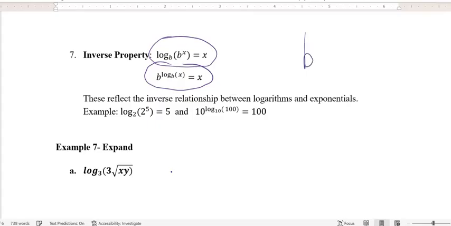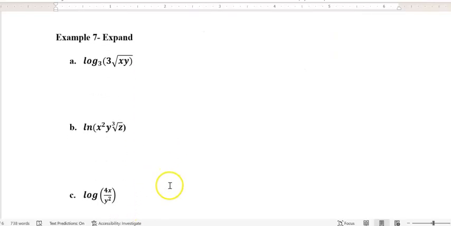This is kind of a weird looking expression, but if I have an exponential expression where the exponent is actually a logarithm and the bases are the same, then they would cancel out as well. That's your inverse property. Okay? All right. Let's use some of these properties. Now we get to practice with them.